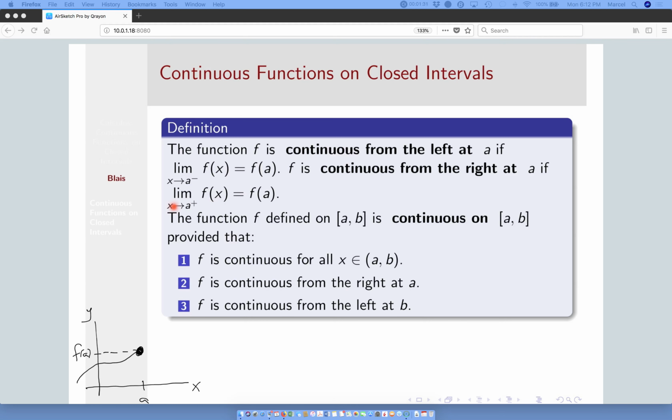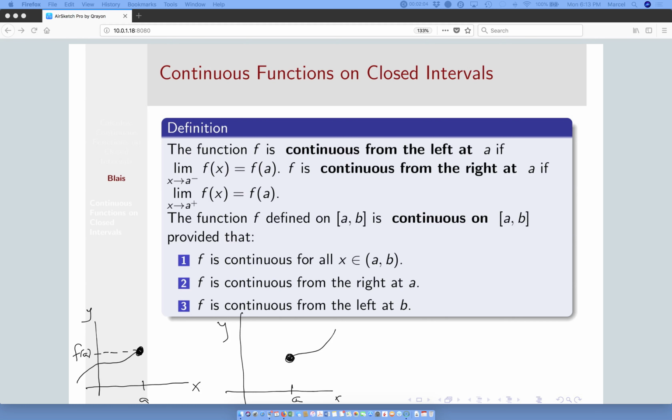Similarly, we have a definition of continuity from the right at x equals a. So in that case, you just reverse the picture, and now we're coming in on the right. The limit from the right equals the function value. So the limit from the right as x approaches a of f of x, that limit is the same as f of a. That's our continuity from the right condition.